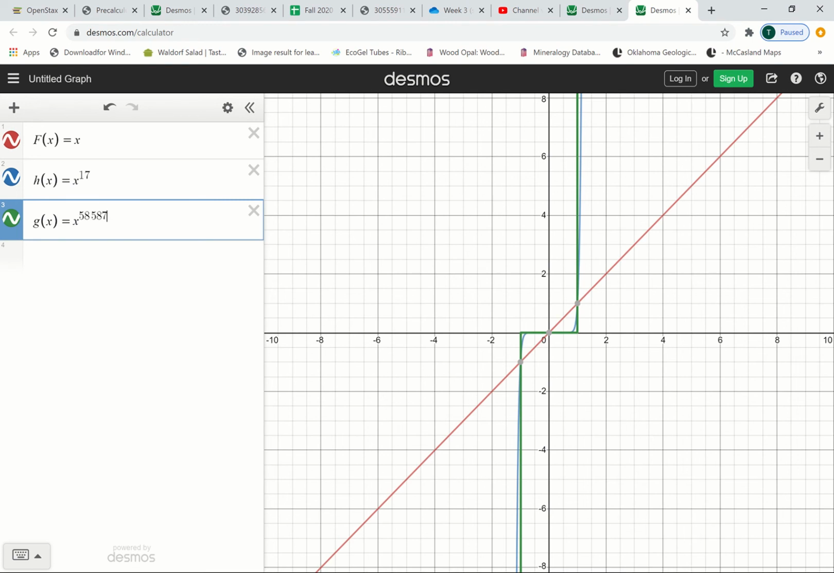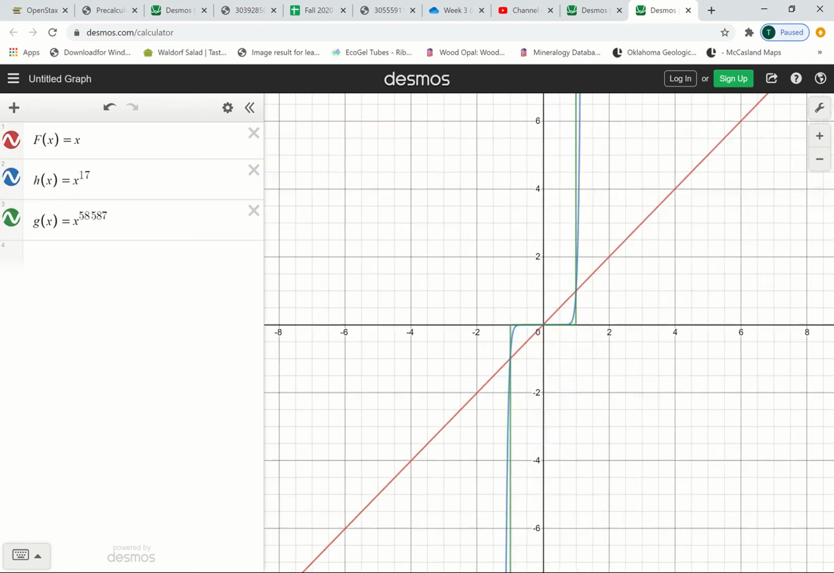Okay, so let's have a look at what happens here. So the first thing I notice is that they don't go in the same direction. They actually go in opposite directions. So that means as my x gets larger and larger, my y is going to get larger and larger. And as my x gets smaller and smaller, more negative, my y is going to get more and more negative.